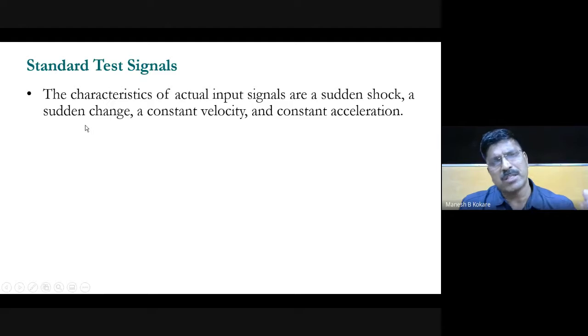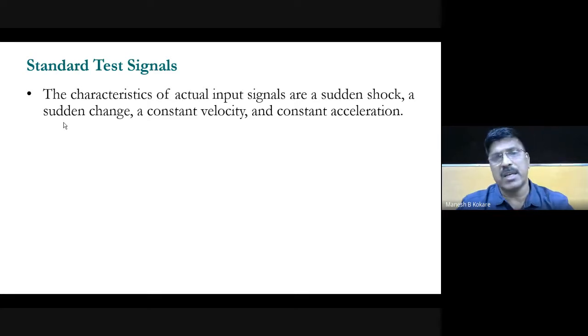Or like for example, if you give a sudden change to that system, if the system input is 0 and all of a sudden it is given 500 as an input, there is a change of 500, so a sudden change is there. What will happen to that system if you give the sudden change? And if you are increasing the velocity of the input constantly, what will happen? Or if you are increasing the acceleration of the input constantly, what will happen? So we'd like to analyze that system based on sudden shock, sudden change, constant velocity and constant acceleration. So how to do all those things in a laboratory to test that system?